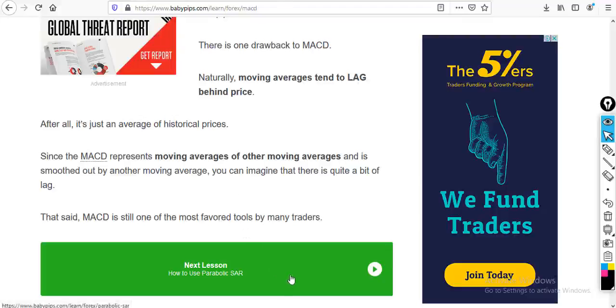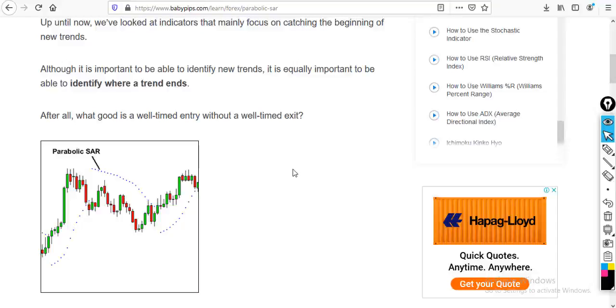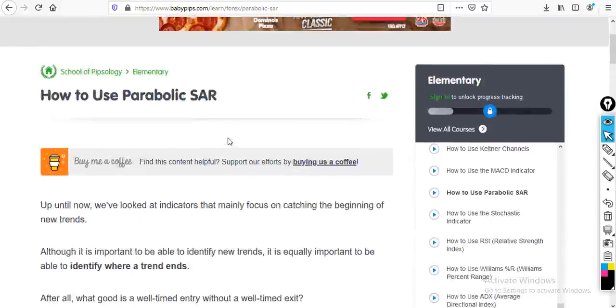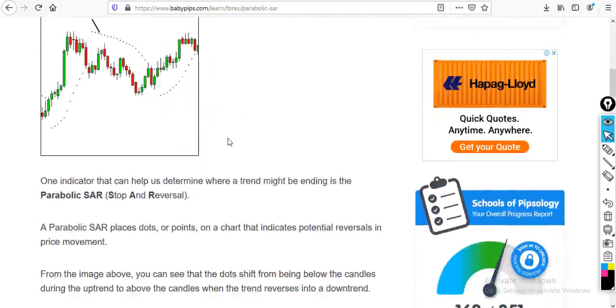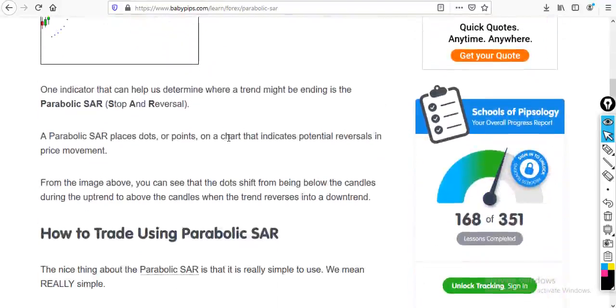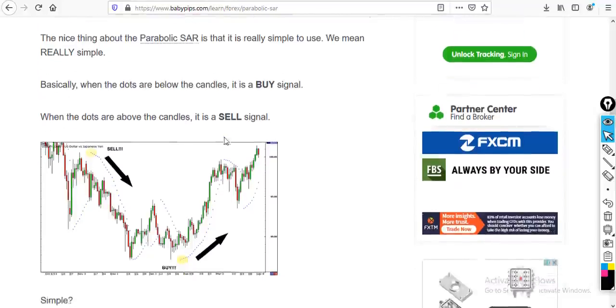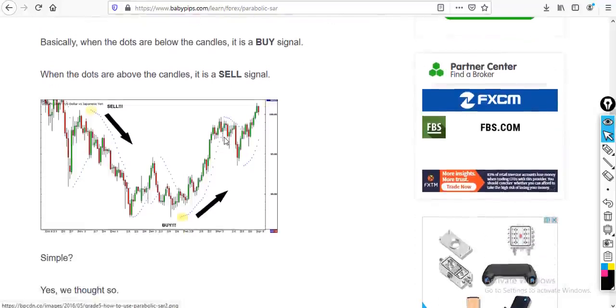parabolic SAR. The parabolic SAR is used to identify where a trend ends and where a trend is going to reverse. The SAR actually means stop and reversal. So that's the function of the parabolic SAR. So how to trade using the parabolic SAR? It comes with dotted lines running above and below price.